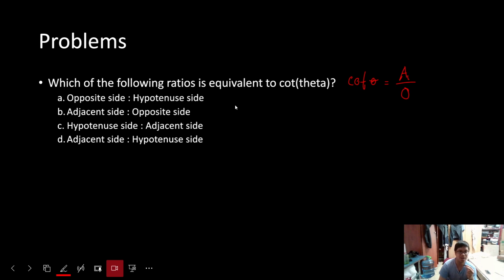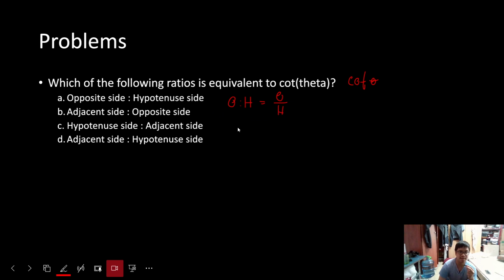Now, the question is, you see, this is not in fractional form, rather this is in ratio form. It's like 1 is to 2, 4 is to 10. It looks like this basically. So how are we going to know which of the following is equivalent to this cotangent function? So let's take a look. Opposite side all over hypotenuse side. All right. It's just the same as this. So we will have O all over H.